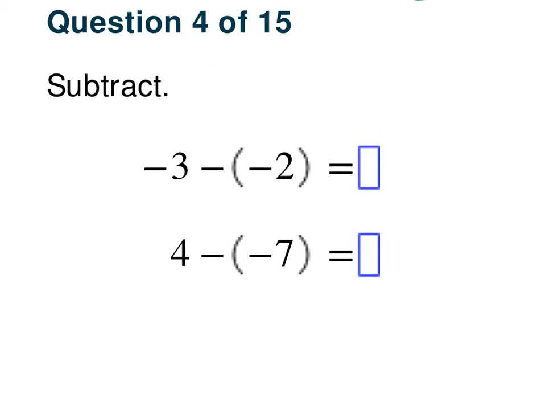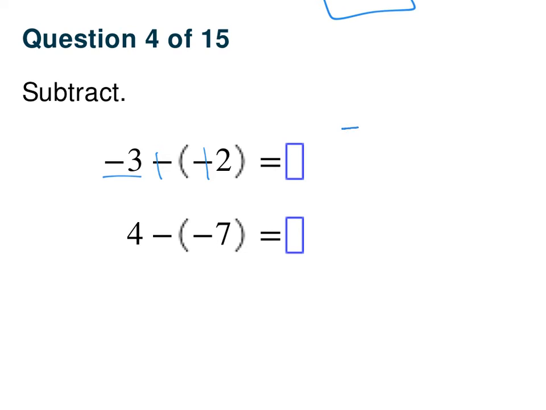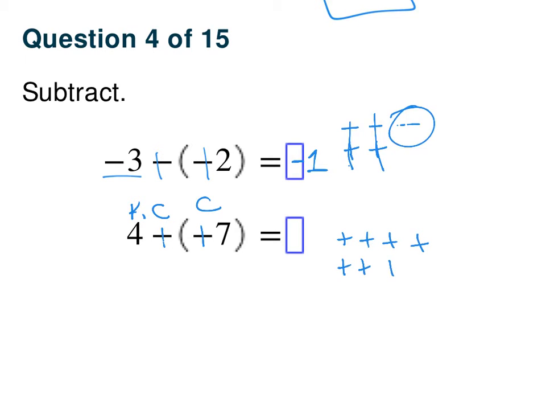Question 4, we're doing the same thing. -3, keep, change. -3 plus 2. 1, 2, 3 negatives, 2 positives, cancel. I'm left with -1. Next, 4 minus -7, keep, change. Keep the 4, add, make -7 into +7. 4 plus 7 gives you 11 in all.